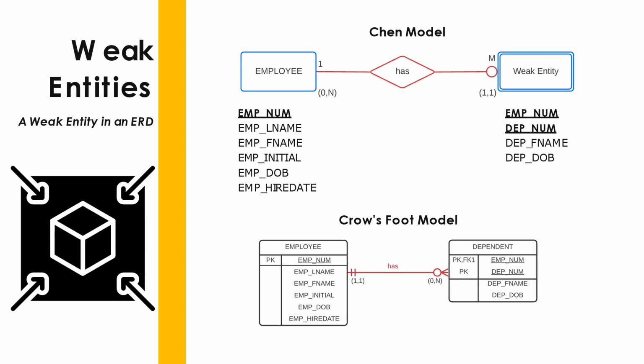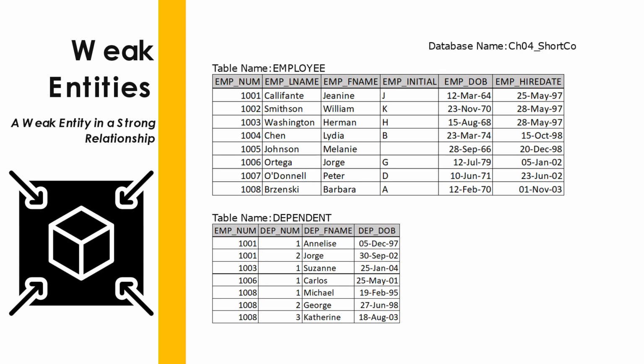So in this case, you can also see that from the employee table to the dependent table, we have an existing primary key in the dependent table that is a foreign key as well from the employee table, or a primary key in the employee table, which is the employee number. And if we're going to take a look at the table themselves, this is how it might look like.